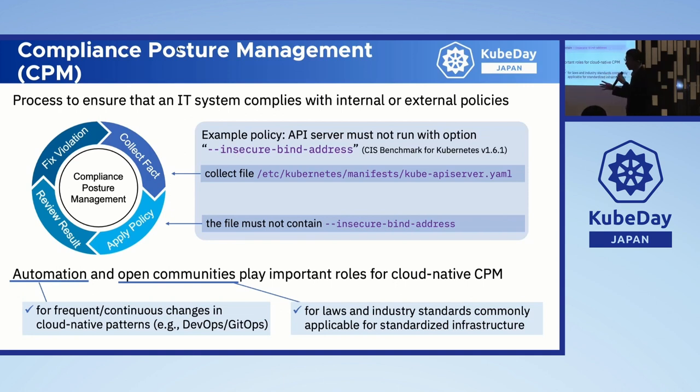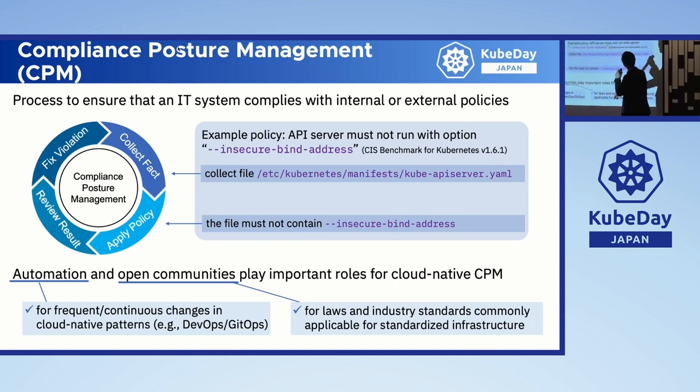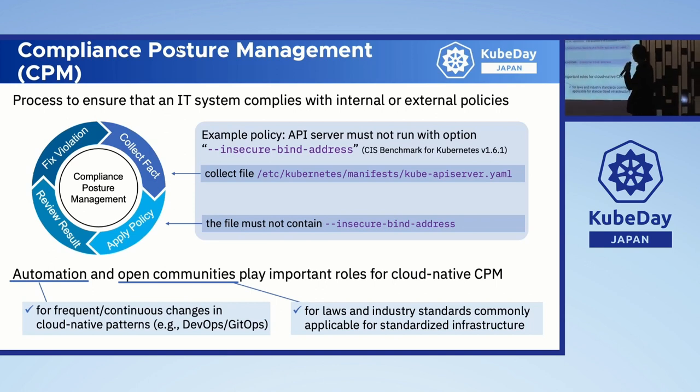Compliance posture management consists of four steps. Let's go through them with an example policy. This is one of the rules in the CIS benchmark for Kubernetes. In this rule, the API server must not run with the insecure bind address option.